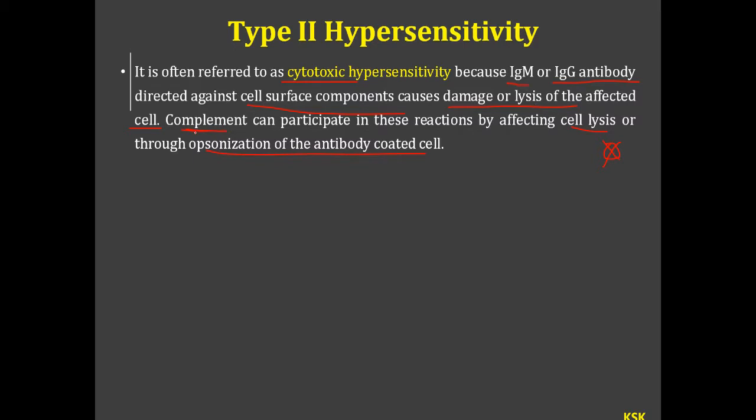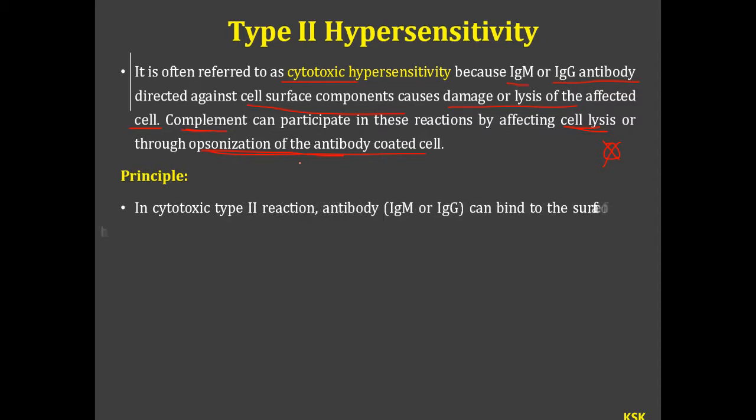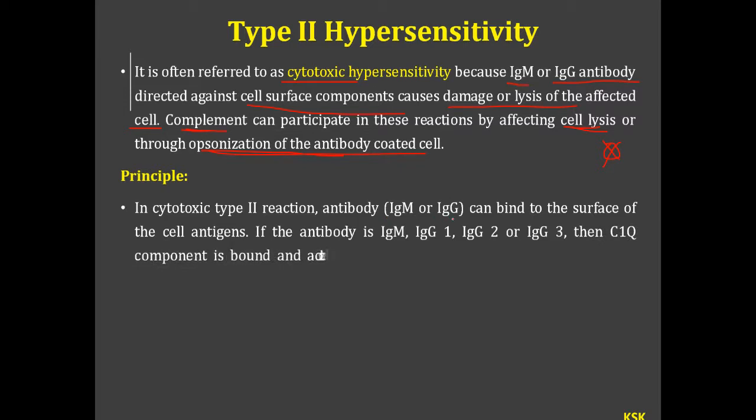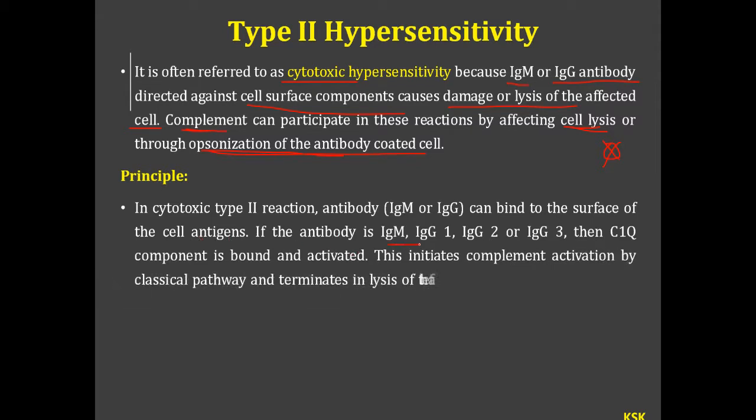This complement acts either by causing cell lysis or by causing opsonization of the antibody which is coated onto the cell. It can be explained with the diagram and the principle. What is the principle involved in type 2 hypersensitivity? It involves the antibodies, immunoglobulin M and immunoglobulin G. First they bind to the surface of the cell antigens. If the antibody, immunoglobulin M or immunoglobulin G1, G2, G3, attaches, then it activates the complement.